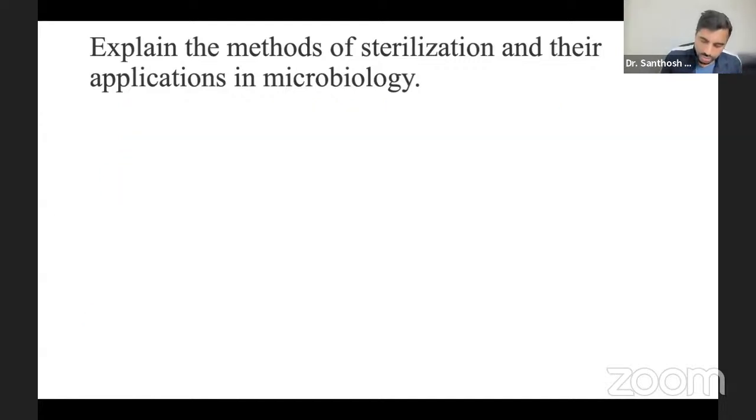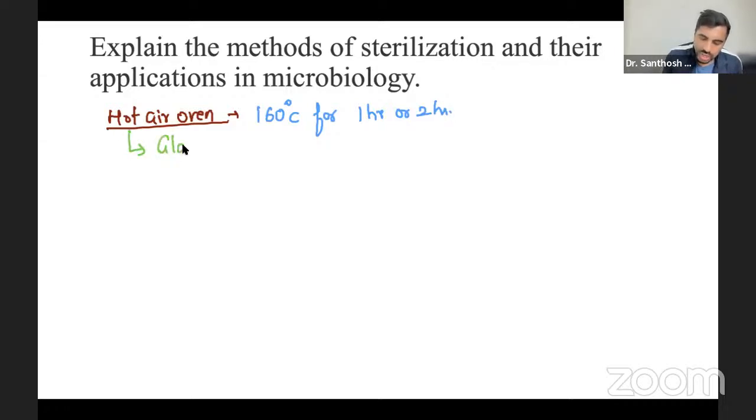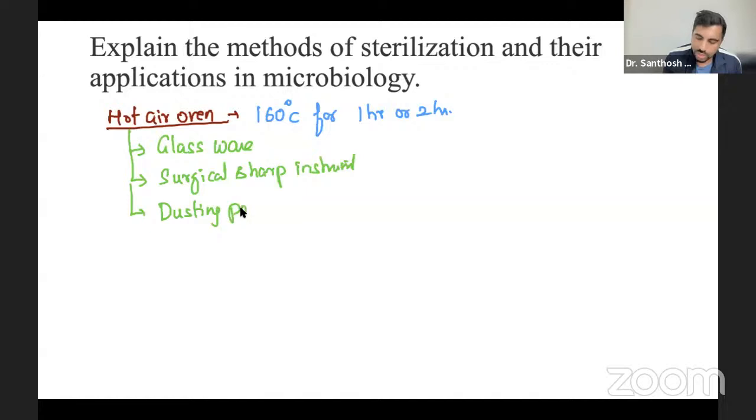Now, the first one, the hot air oven. In the hot air oven, temperature is very, very important. What is the temperature? It's usually 160 degrees Celsius for 1 hour. Shortly, remember 1 or 2 hours you're using. What are the substances you're sterilizing? All the glasswares, surgical sharp instruments, and dusting powder of the gloves, and liquid paraffin.